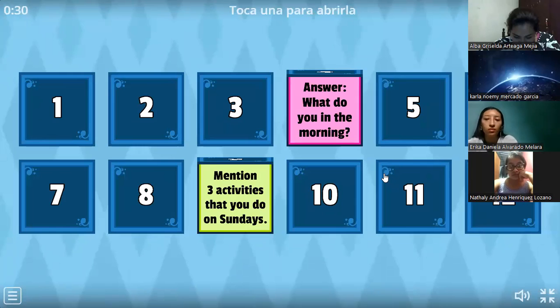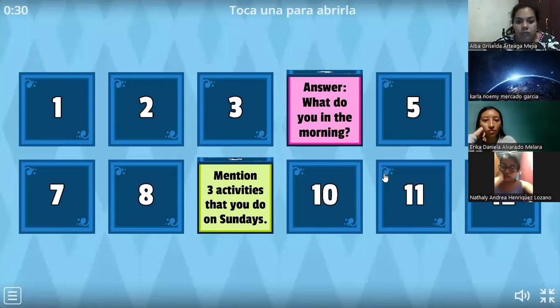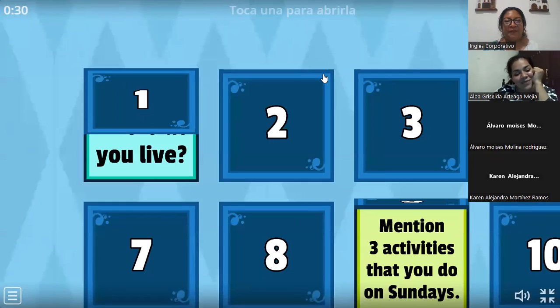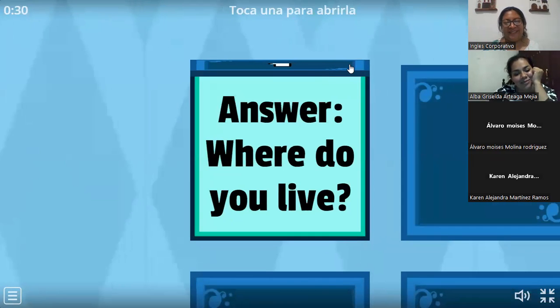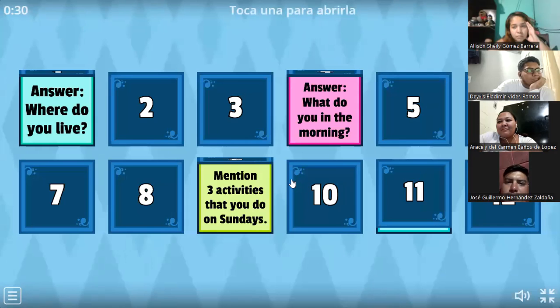Another volunteer? Dame crema para las manos, por favor. Number 1, que Alba. Where do you live? La libertad. Okay. Thank you. Porque sí, no saben exactamente a dónde.